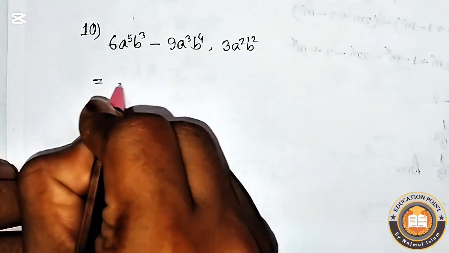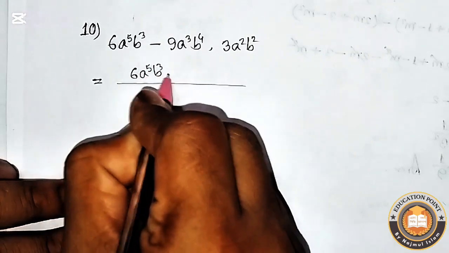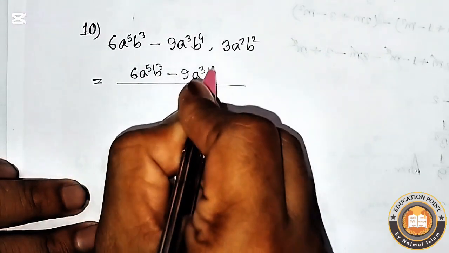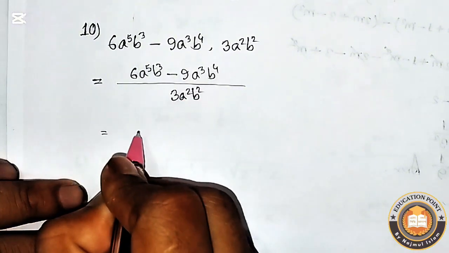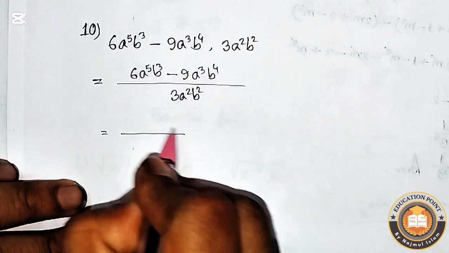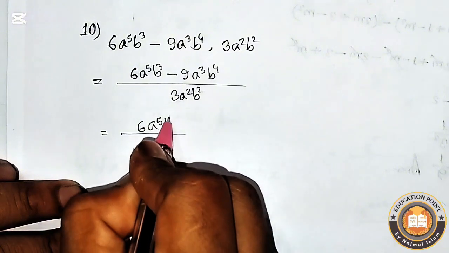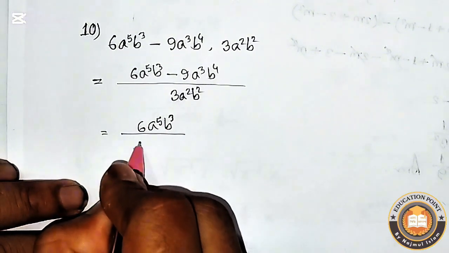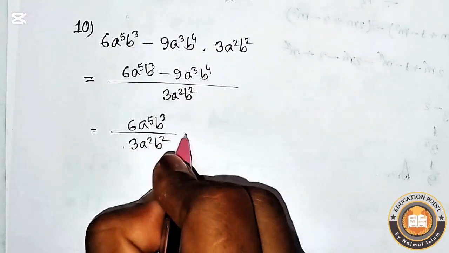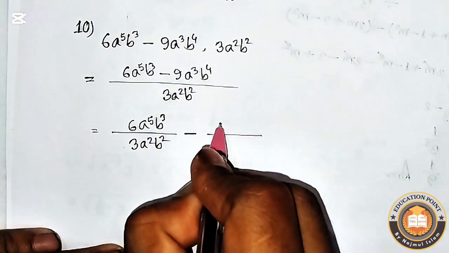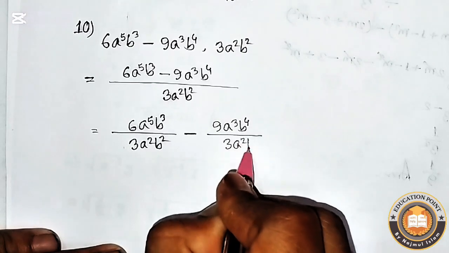Number 10: 6 a to the power 5 b cube minus 9 a cube b to the power 4 divided by 3 a square b square. At first we will apply the distribution law of division: 6 a to the power 5 b cube by 3 a square b square, minus 9 a cube b to the power 4 divided by 3 a square b square.